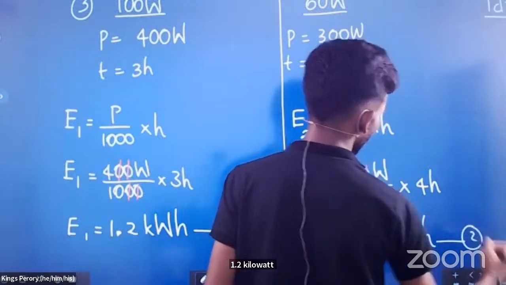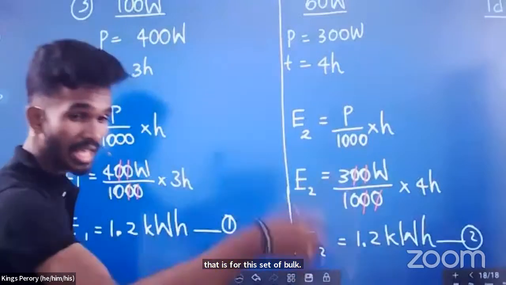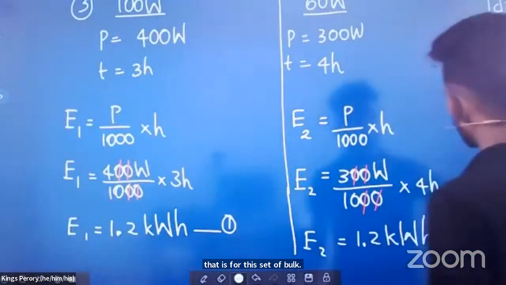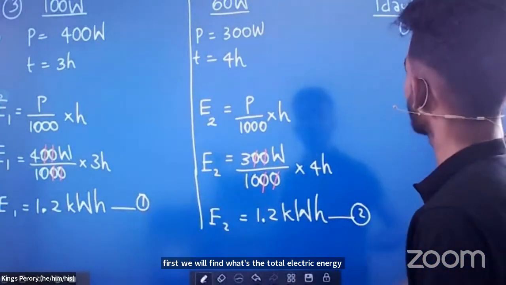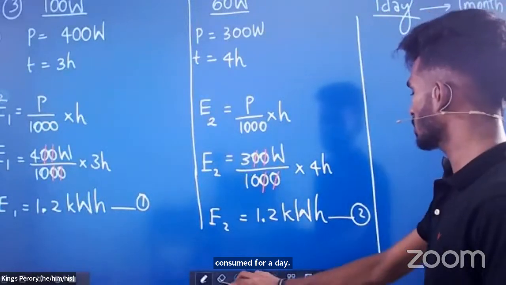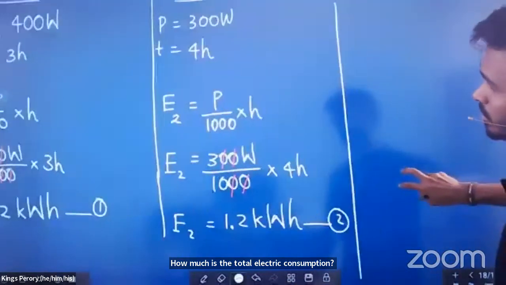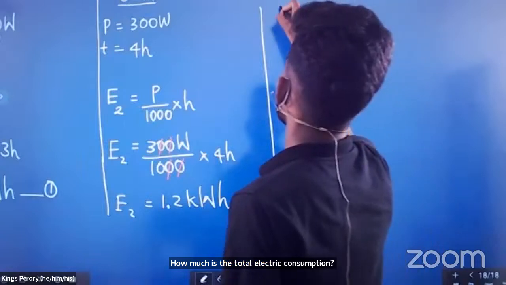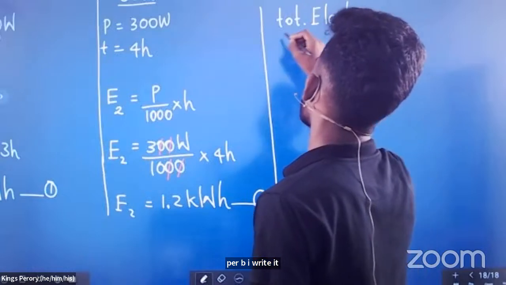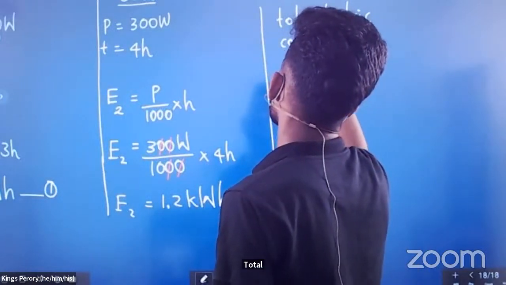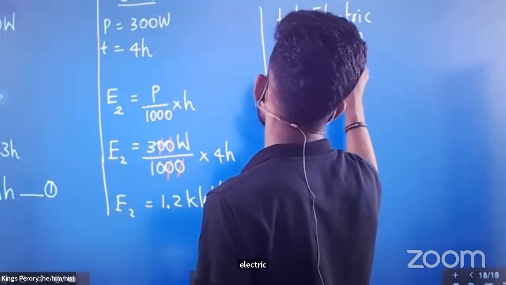That is for this set of bulbs, and this is for a day. First, we will find the total electric energy consumed for a day. Per day. How much is the total electric consumption per day? I'll write it. Total electric consumption per day.